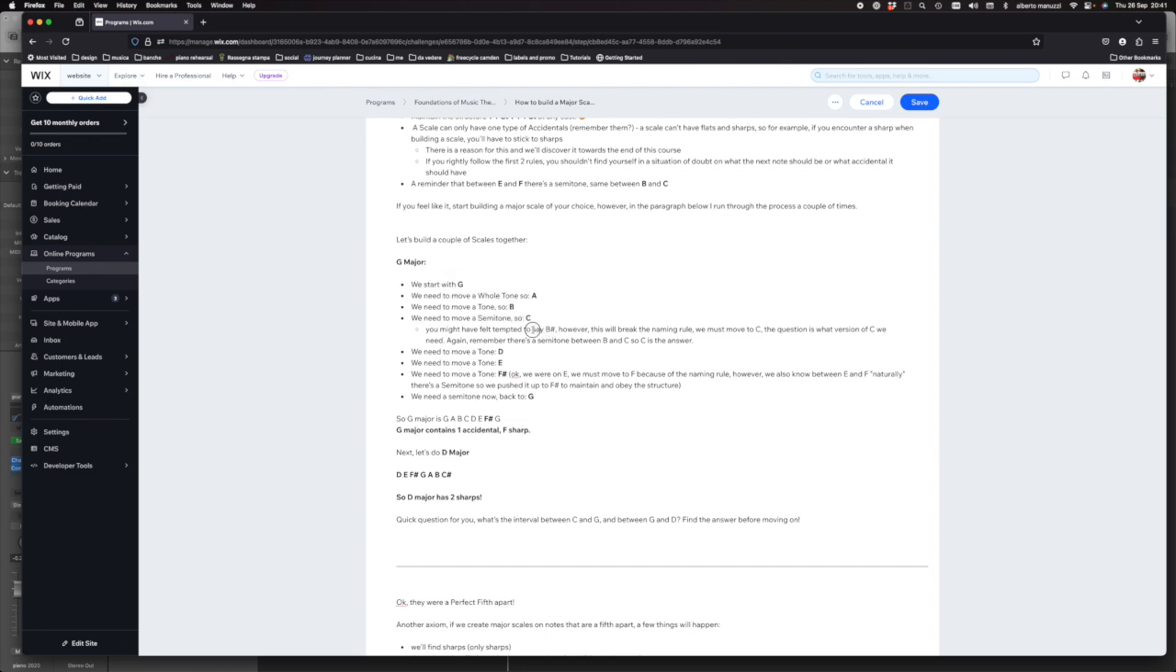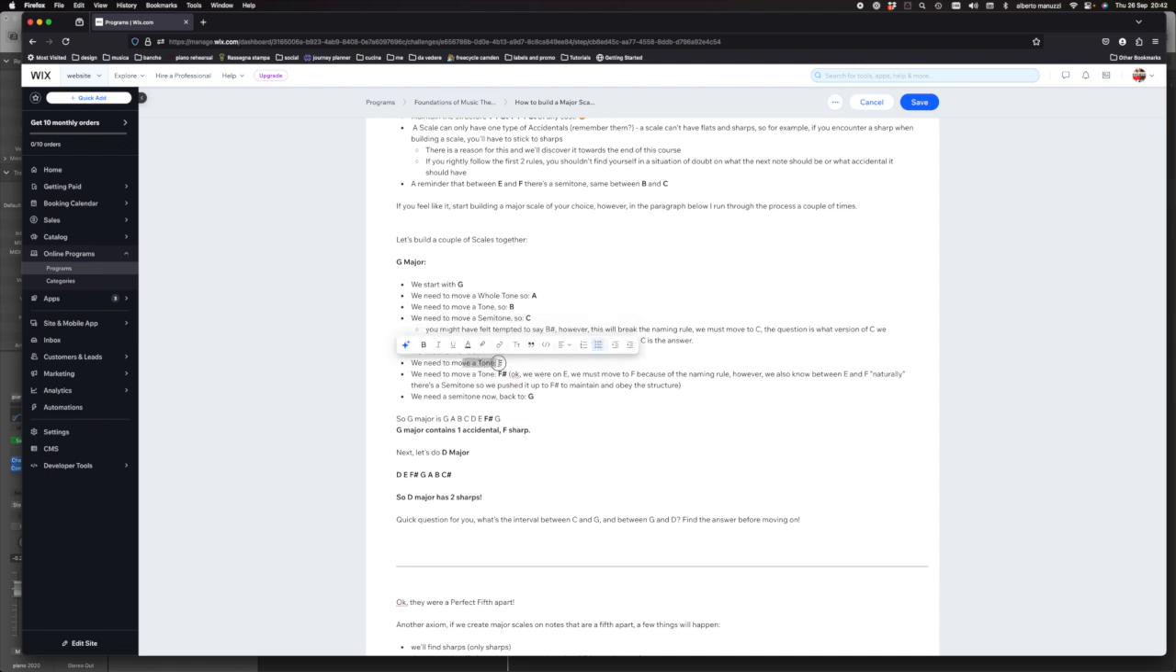It can't be B sharp, right? I need to go a semitone up, but I can't go to B sharp because it will break the naming rule. We must, right? In G, the 4th degree is always C. Could be C triple sharp, flat, whatever. Don't care, but it's always called C. Right? Cool. And we are on grade 4, so we need a tone to the 5th. Brilliant. C to D is a tone.